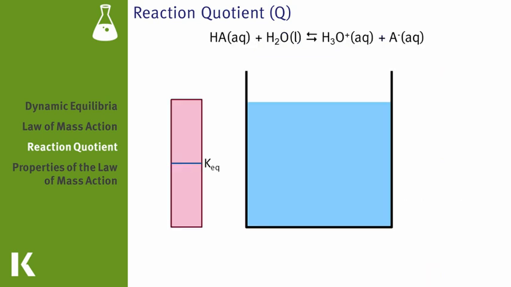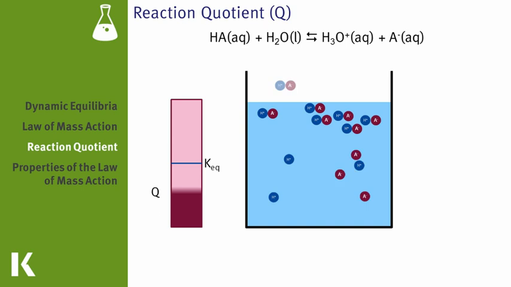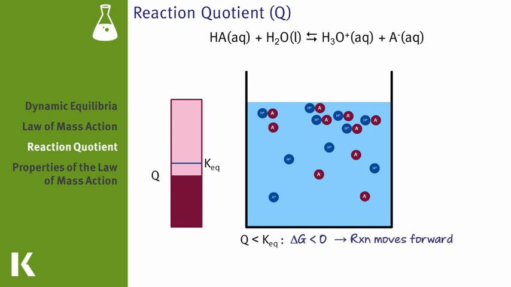Think about this chemical equation, the dissociation of an acid in water. Here, we are adding more and more acid to the water, and the molecules are dissociating into ions. At this early stage, the reaction quotient is less than the equilibrium constant, and there are more reactants present than when the reaction is at equilibrium. Therefore, we know that the change in Gibbs free energy is negative, and the reaction is moving towards the formation of more products, in this case dissociated ions. We let the reaction continue forward.